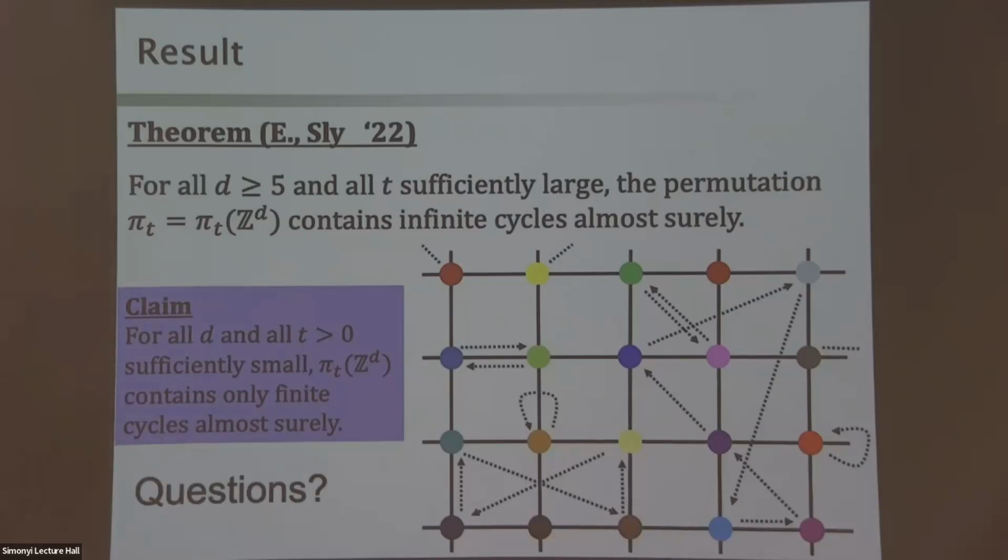Any questions up to here about the model? Is there some obvious monotonicity, meaning that if you have infinite cycles for some t, you have them for all larger t? No, no. Actually, our result proves the existence of a critical time. It's possible that you have finite cycles, then infinite, then finite again, then infinite.